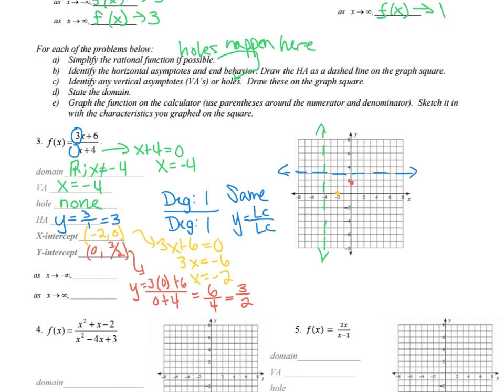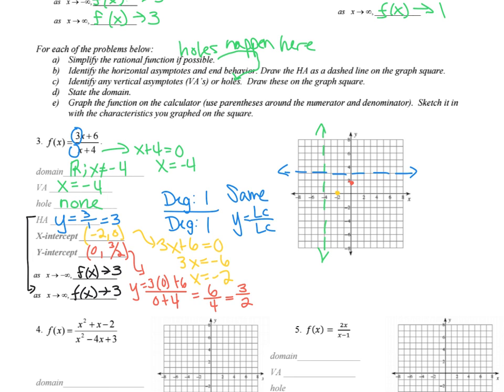I should have done the horizontal asymptote and then gone straight to end behavior. But so end behavior is always something related to horizontal asymptotes for rational functions. So in this case, our horizontal asymptote was 3. So as x goes to negative infinity, f of x goes to 3. The end behavior always matches your horizontal asymptote. And as x goes to positive infinity, f of x goes to 3 again.